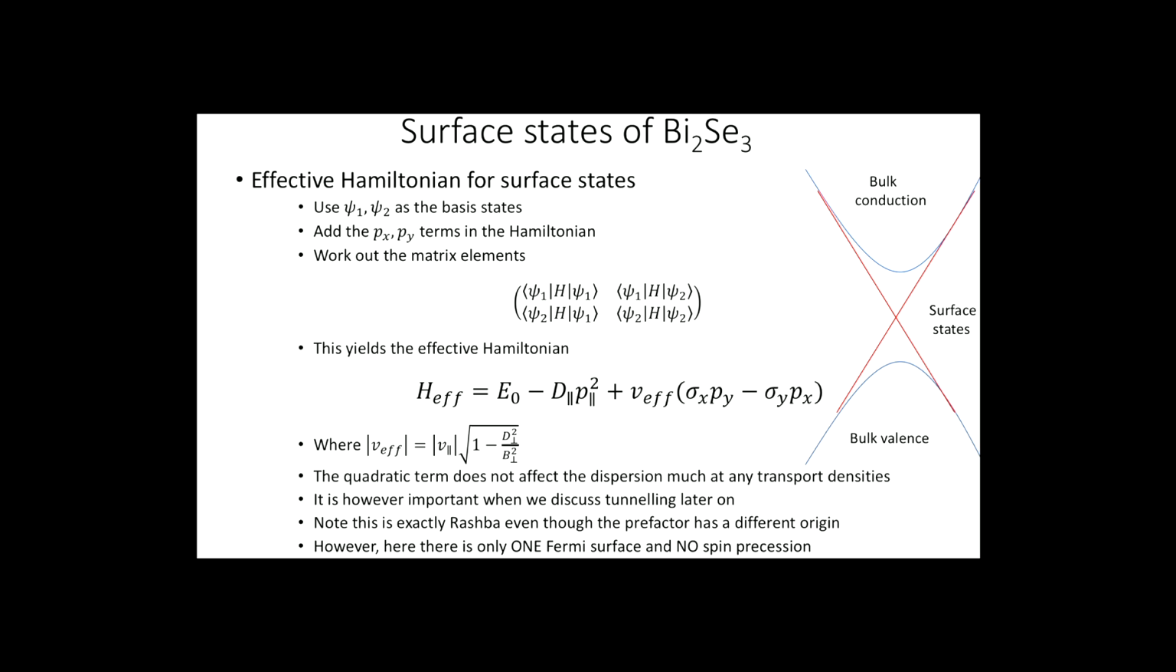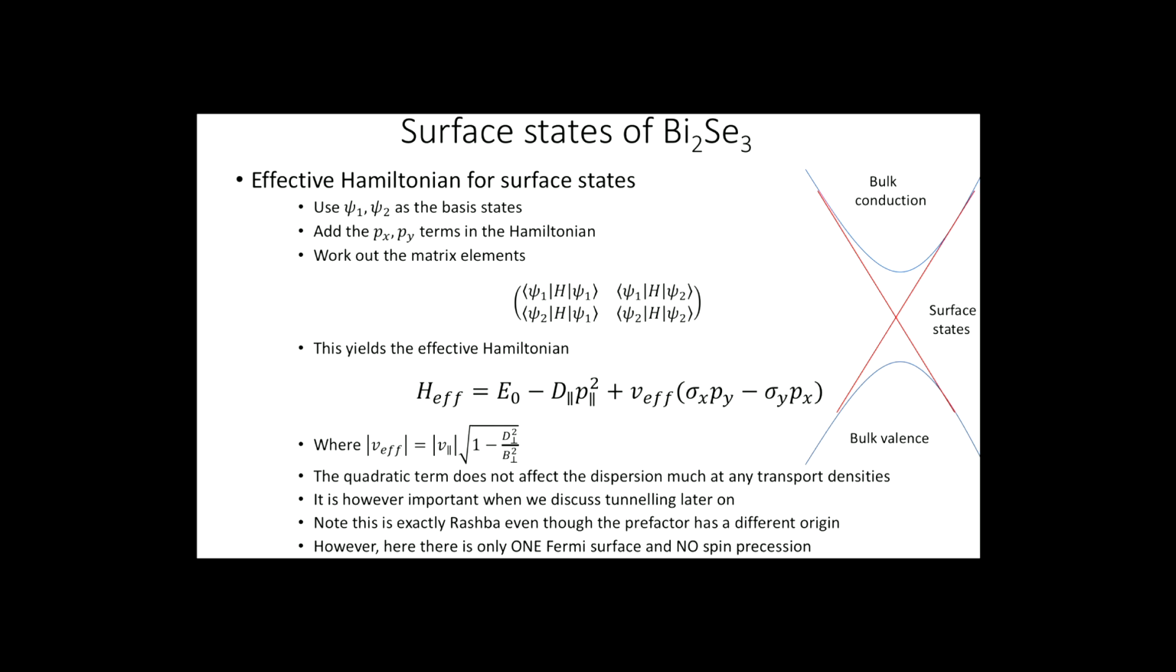E0 we can just forget because it's an offset. This d parallel, it's important for topological reasons when you calculate Chern numbers and so on. But we actually did a very primitive trial calculation all the way back when I was in Maryland, and it turns out that this term only becomes significant at densities larger than 10 to the 14 per centimeter squared. That's so large that you can't even get it in graphene, so we don't need to worry about that.